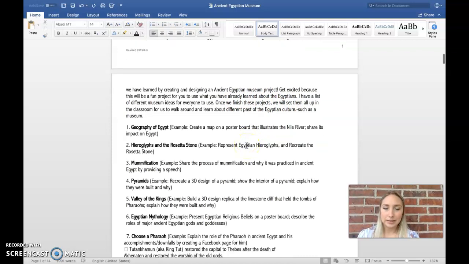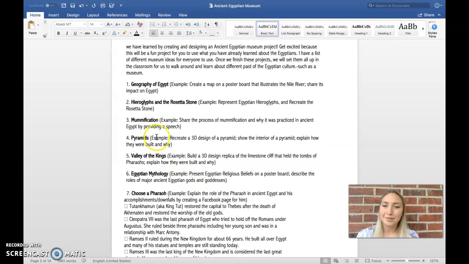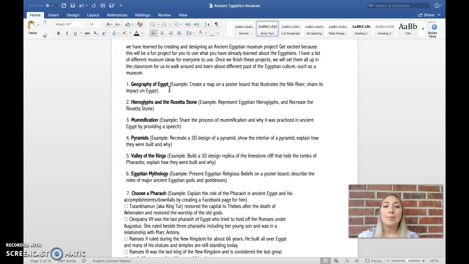So then I have this list of different projects because I don't want everybody to do the same thing. I want them to be able to choose what best suits them and what they're the most interested in throughout ancient Egypt. So I give a few examples. I'm not going to read all of these, but I'm going to list some of them. The first one is geography of Egypt, and an example of doing a project about this would be creating a map on a poster board that illustrates the Nile River and shares its impact on Egypt.